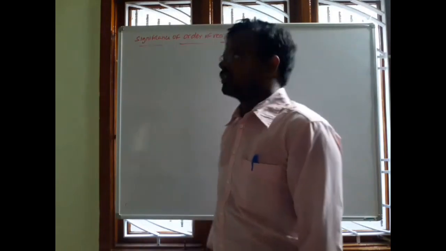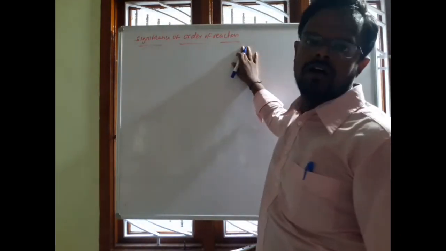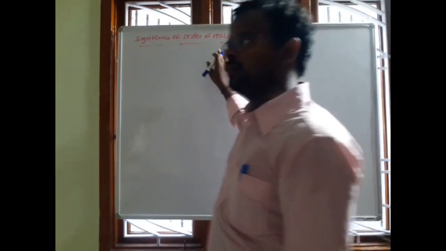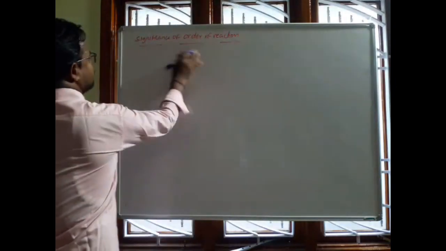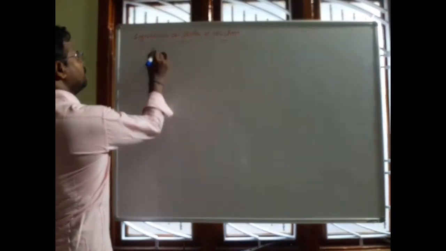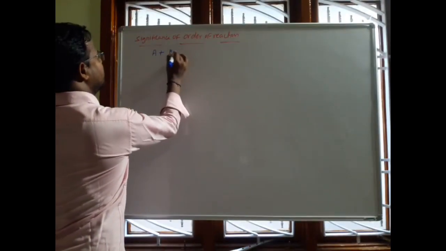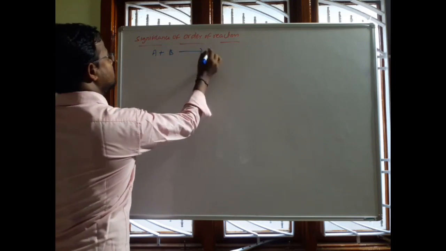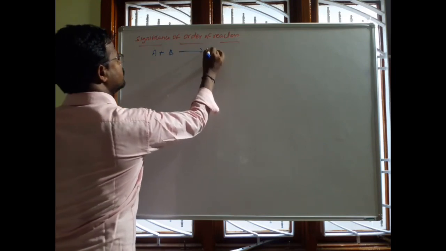Now we are going to discuss the significance of the order of a reaction. To know this, take one equation: A reacts with B to give products.